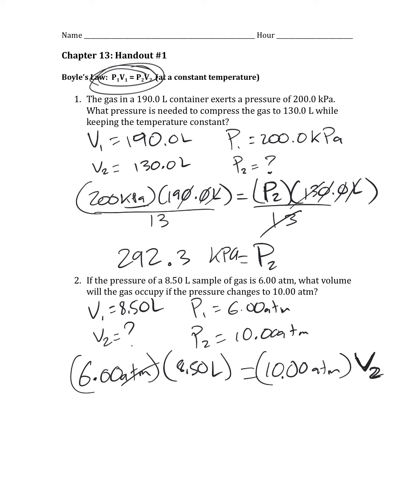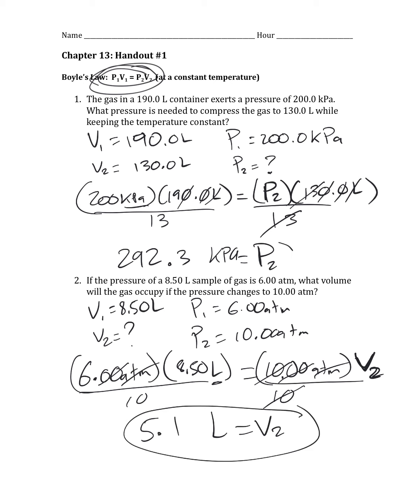Now let's see what I can cancel out. So I have 8.5 times 6 equal 10 V2. But I don't want 10 V2, I want V2, so I divide both sides by 10. And what I do on one side, I do onto the other side. So V2 equals, the only unit left is liter. And if I punch it out, roughly about 5.1. Circle both of my answers. And that's what I expect you to do on the first page or so of the worksheet.